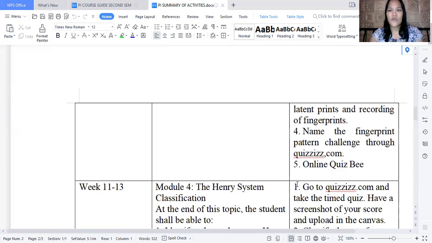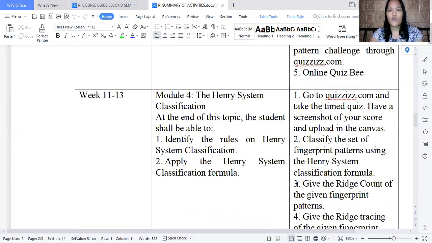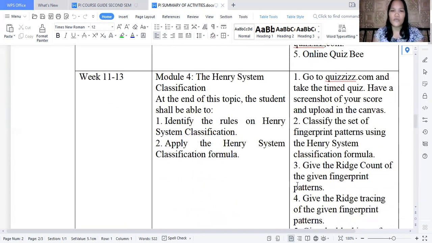For weeks 11 to 13, we will now be focusing on module 4, which talks about the Henry system classification. This Henry system classification has several divisions, and what is important here is that you familiarize yourself with the different rules and principles. At the end of this topic, the student shall be able to identify the rules on Henry system classification and apply the Henry system classification formula.